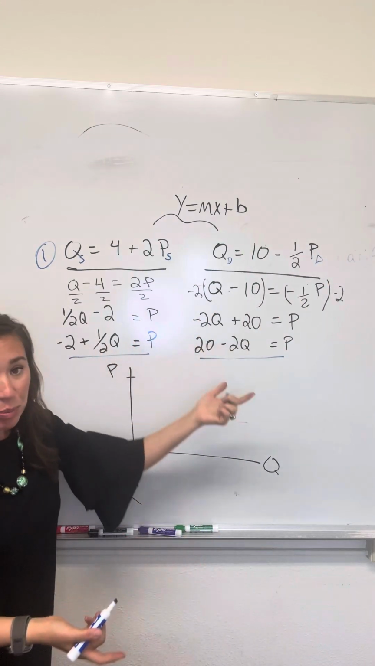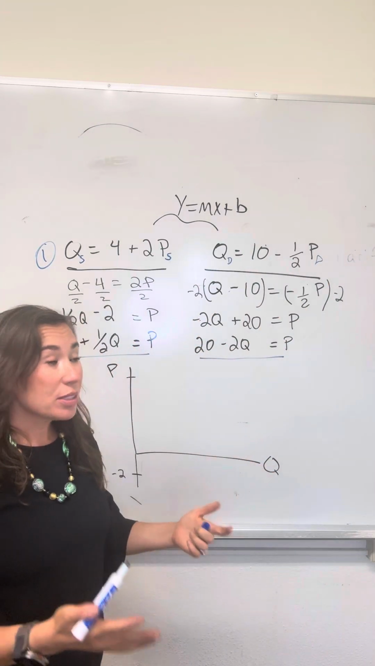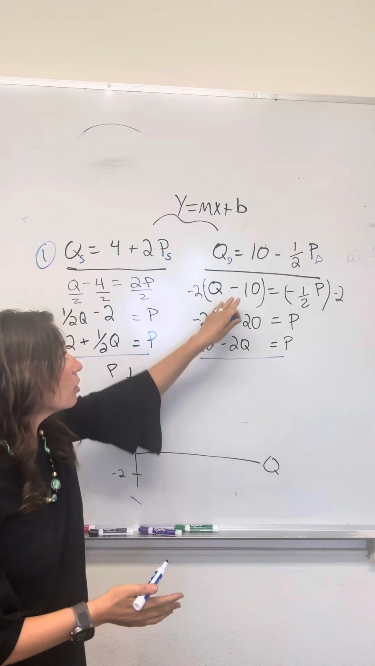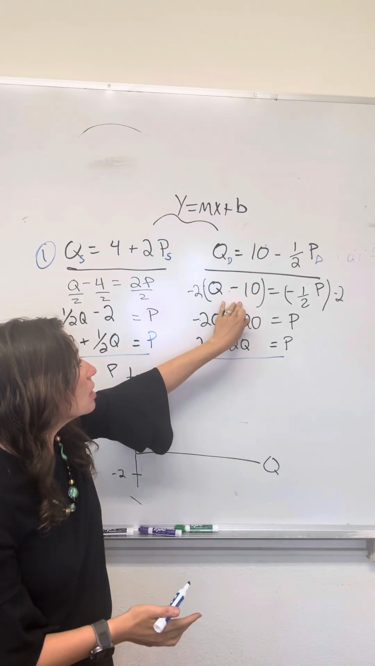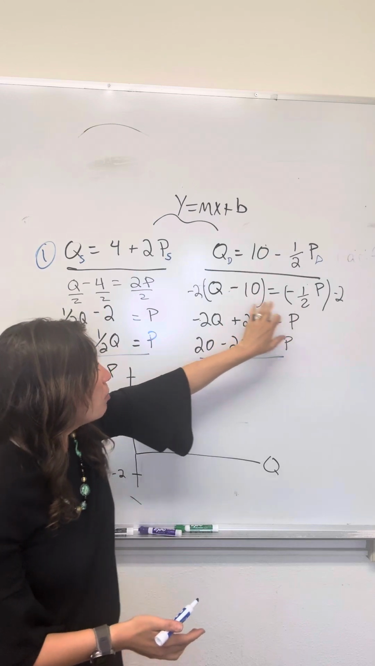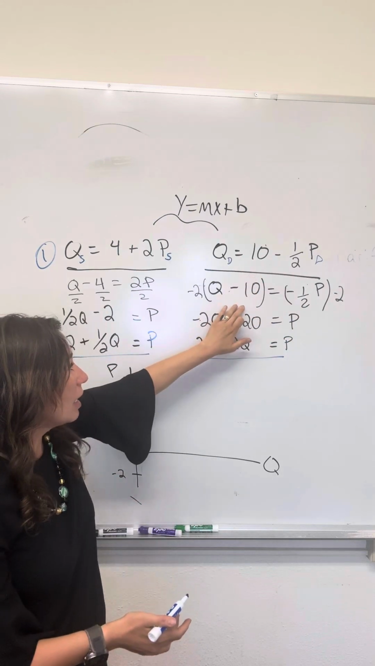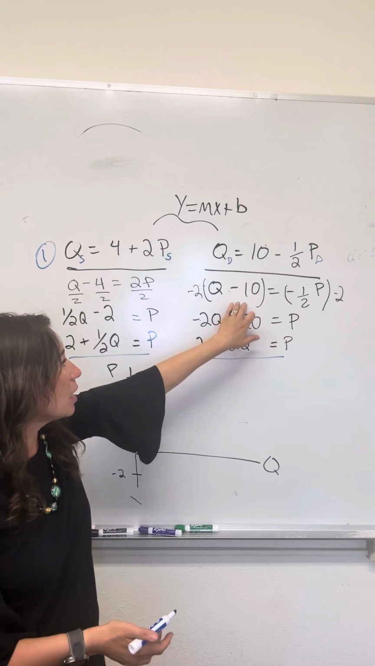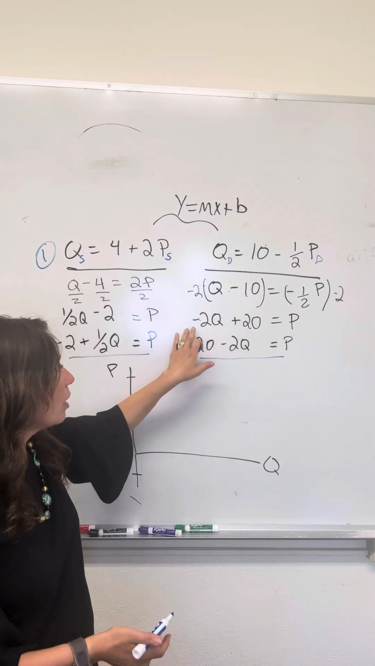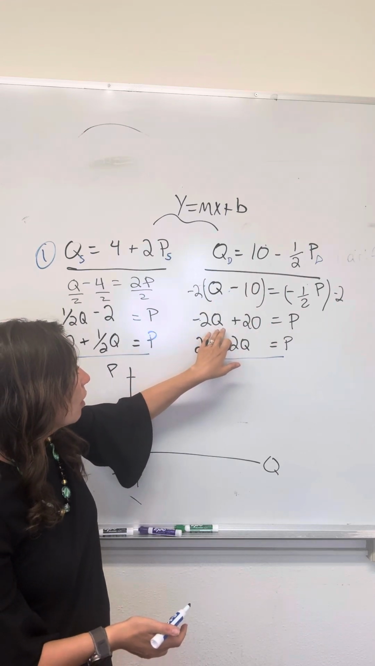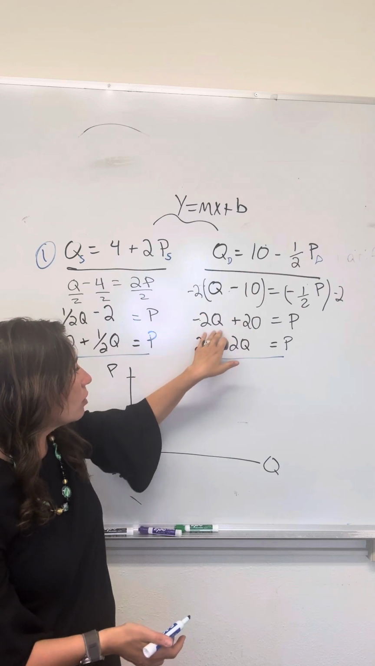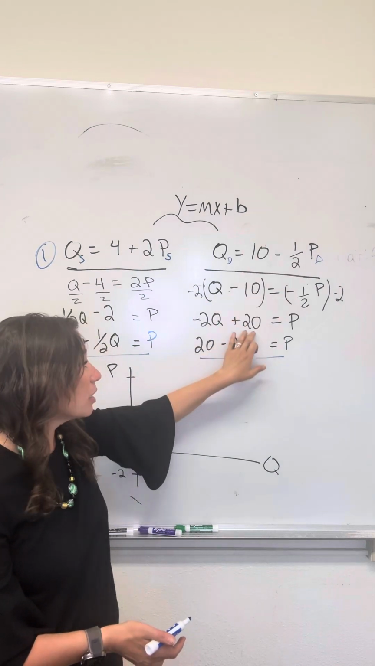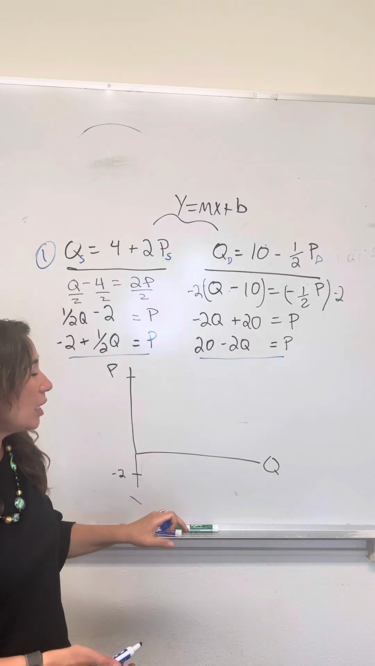And so what happens here is that you essentially are just getting P on one side and everything else on the other. So here what you can see is I basically just subtracted 10, and then I multiplied by -2 to get rid of the 1/2. And so I get -2 times Q. I distribute the -2, and then -2 times -10 gets me that +20.